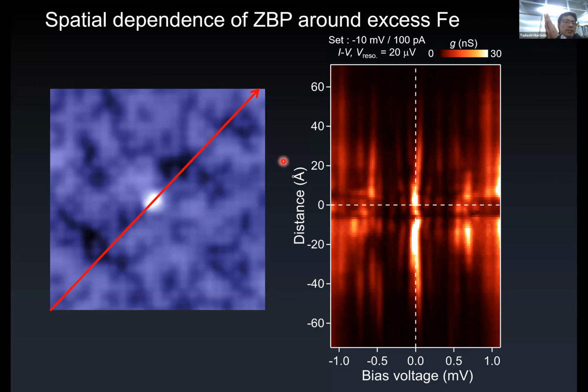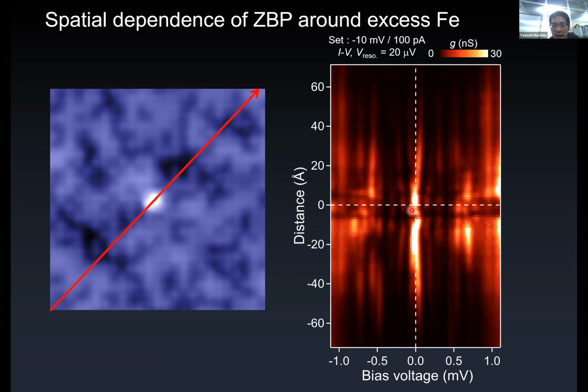If the observed zero energy peak originates from the Majorana zero mode, this peak always stays at zero energy, even when we move away from the excess impurity site. So this is our experimental result of the line profile of the tunneling spectrum along this arrow crossing the excess iron impurities. At the excess iron impurity site, we can see a very clear zero energy peak. But when we go away from the impurity site, this zero energy peak splits into two finite energy peaks, as shown here.